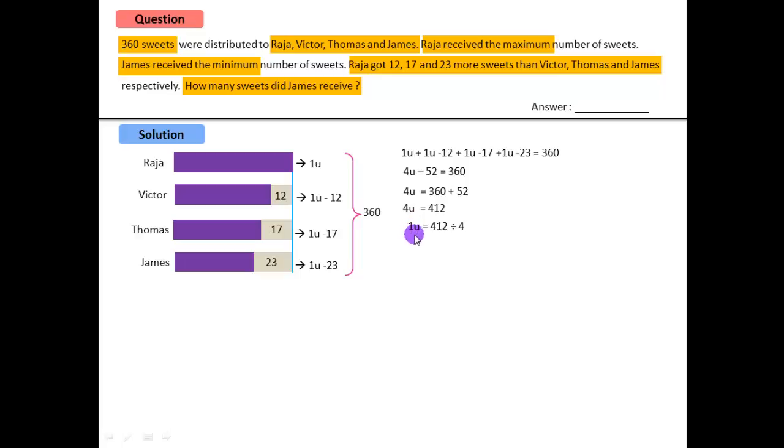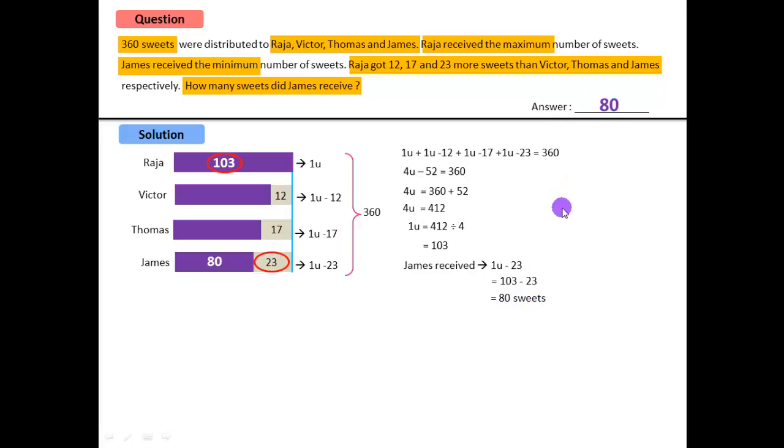So let's calculate 1 unit. 412 divided by 4 gives us 103, and that will be the value of 1 unit, or the number of sweets that Raja had. Now we're supposed to find out how many sweets James received. This will be 1 unit minus 23. We know the value of 1 unit is 103. So we have to subtract the 23 fewer sweets that James had to find the number of sweets that he had received. So 103 minus 23 would give us 80 sweets, and that is the number of sweets that James received.